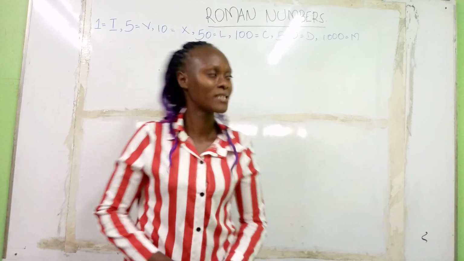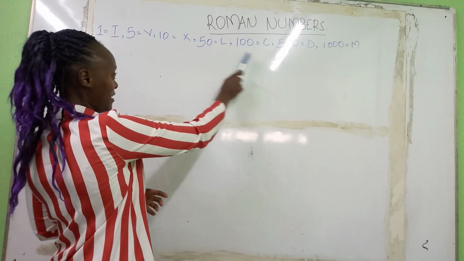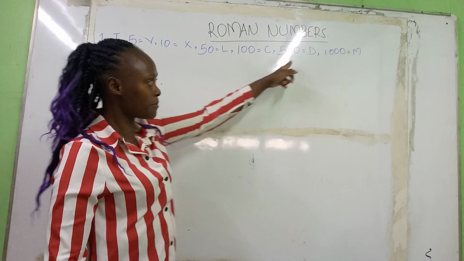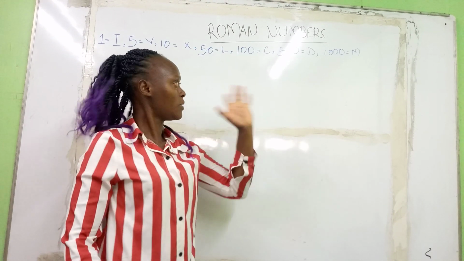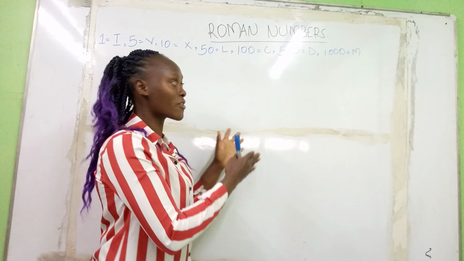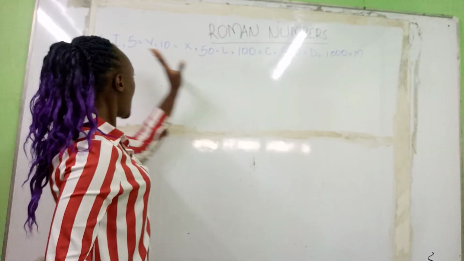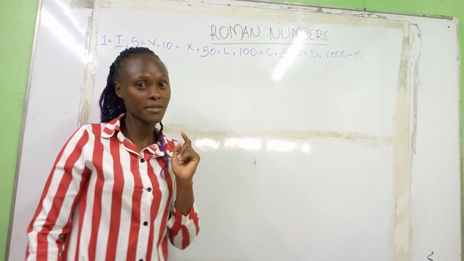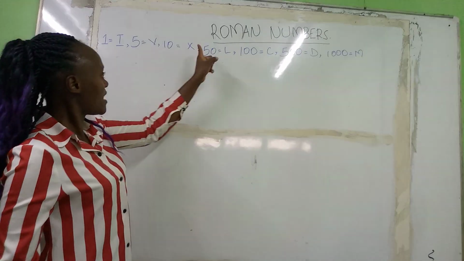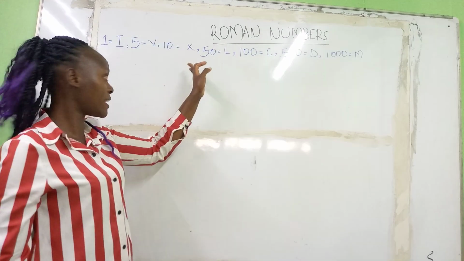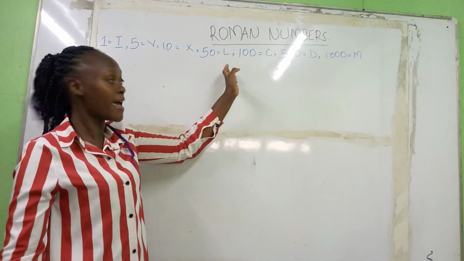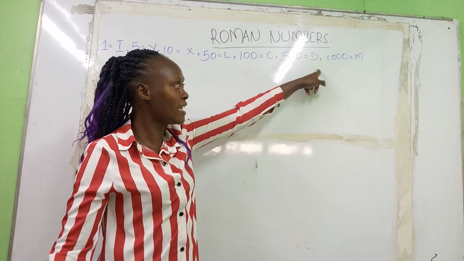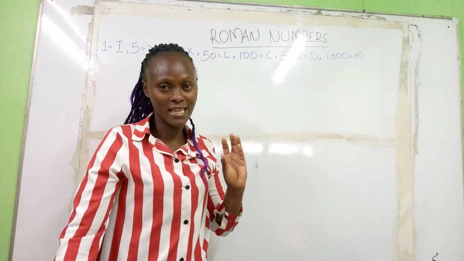So before we start, I have written something over here that you should take note of, and if you get the concept of this, then you will be able to break down the Roman numbers from this. We have 1 is represented by the letter I, 5 by the letter V, 10 by the letter X, 50 by L, 100 by C, 500 by D, and 1000 is represented by the letter M.